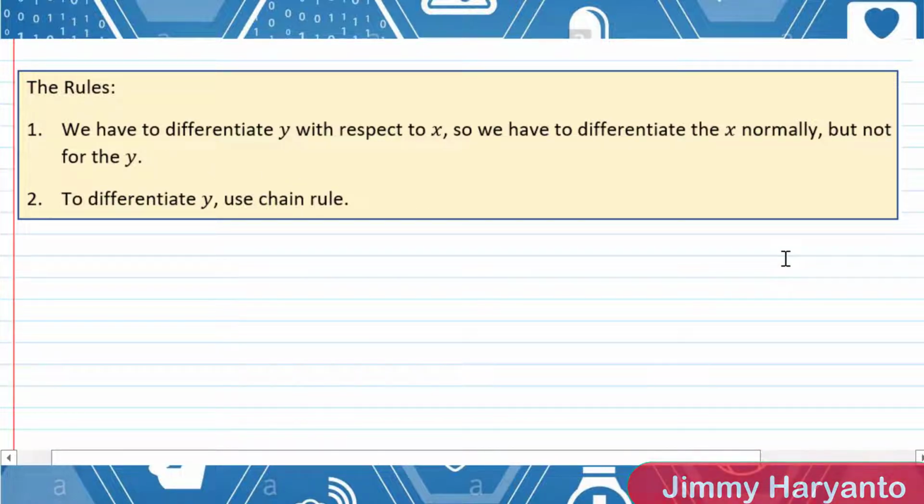The rule is we have to differentiate y with respect to x. Jadi yang kita differentiate itu x-nya guys, kalau y-nya itu sebagai pelengkapnya aja. So we have to differentiate the x normally, but not for the y. To differentiate the y, you have to use the chain rule.